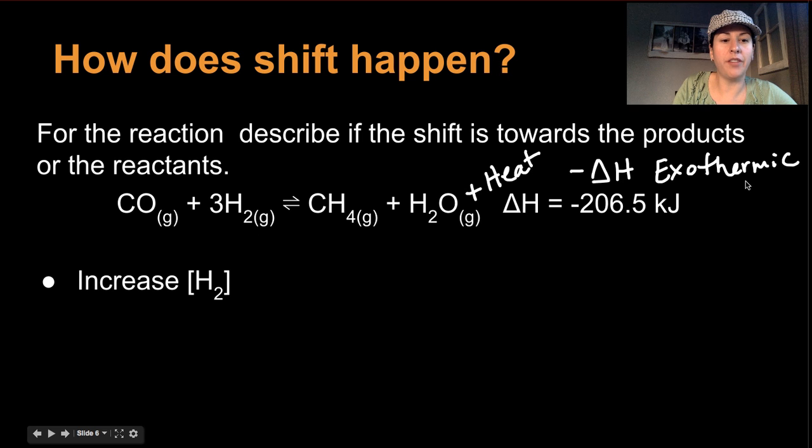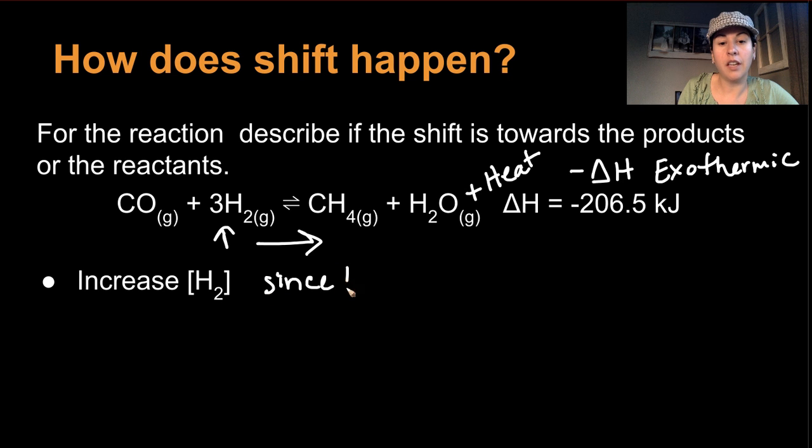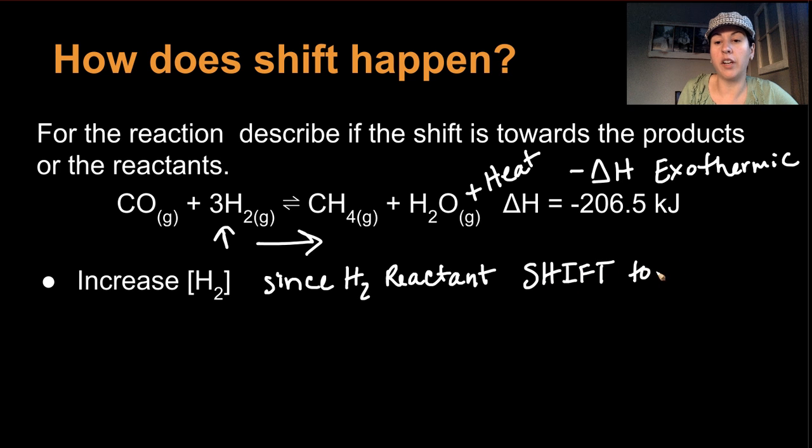So we're going to look at three different ones here. So first one is an increase in the concentration of hydrogen. So if we increase hydrogen, okay, so we're going to increase this one here. If we increase the amount of hydrogen concentration, we actually added something to this side of the reaction. And in order to shift back more towards equilibrium, it's going to shift towards the product side since this is a reactant. So since H2 is a reactant, we're going to shift towards the products.